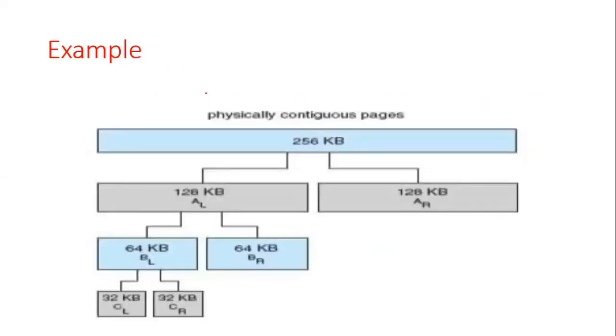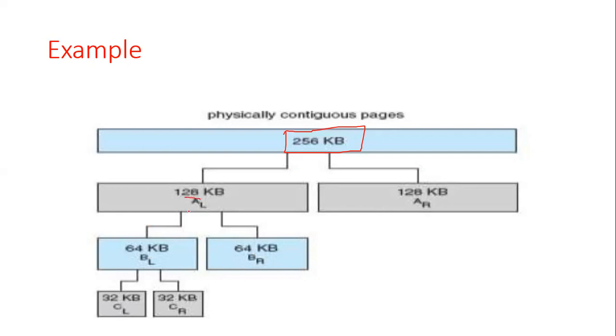Another example: suppose you have a segment of 256 KB. We divide it into two halves. Here we are dividing, so we look for the next lower 2 power n, which is 128, 128. Again we concentrate only on the left, and divide it into 2. The next 2 power n is 64 out of 128, so 64, 64. Again we concentrate on the left.